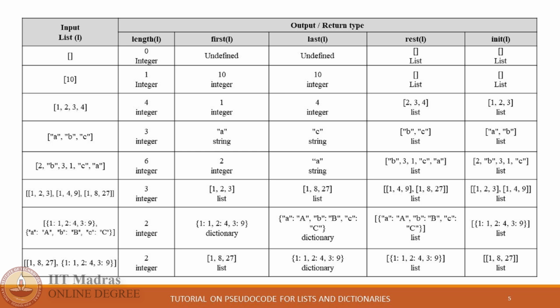Last input is a combination of previous two inputs where we have created a list which contains first element as a list and second element as a dictionary. Still the length is 2, which is integer. First of L will return a list, whereas last of L will return a dictionary, because that's how our input is given. Now rest of L will give a list of dictionary, whereas init of L will give list of list.